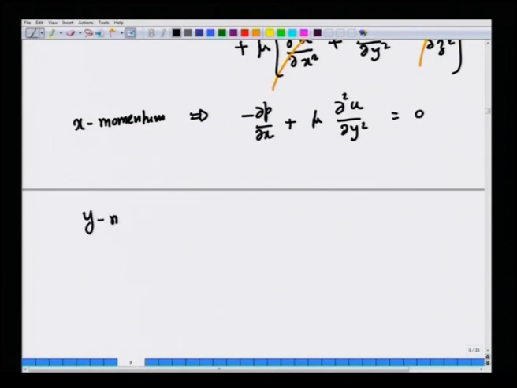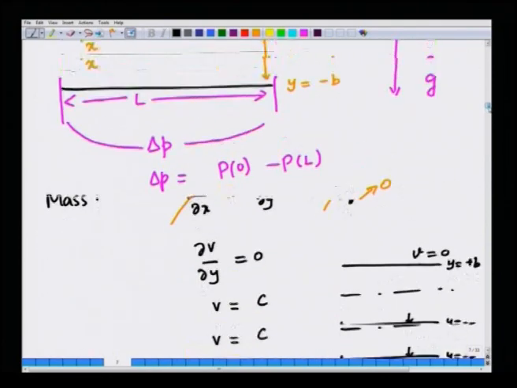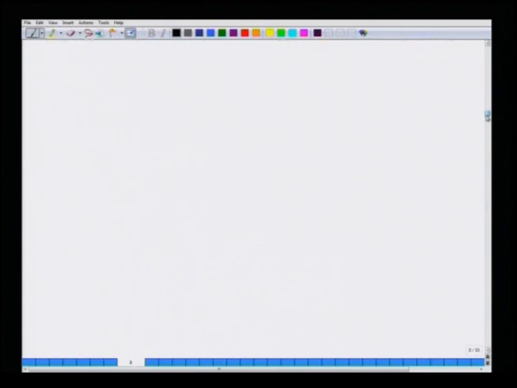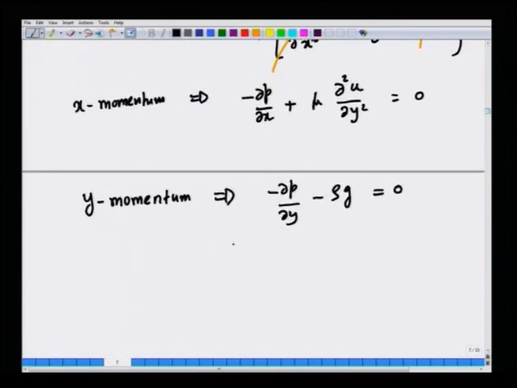Now, the y component of the momentum balance of the Navier-Stokes equation is very similar to the previous problem, so I will not repeat it. It is the same as in the Couette flow problem: partial p partial y minus rho g is 0, because we have pointed the acceleration due to gravity vector in the minus y direction, that is why you have a minus sign here. Now, this implies, let us write this down slowly, partial p partial y is minus rho g.